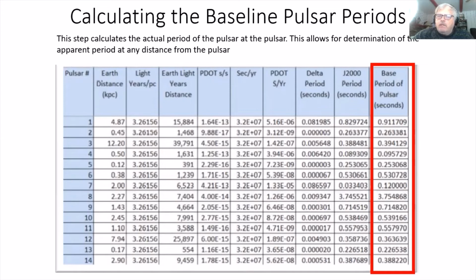So it was important because depending on where you are in the galaxy, you're going to see a different period for the same pulsar, because you're seeing it at a different time distance from the pulsar. So it was important to come up with the base period at the pulsar, so that you can adjust depending on where you're traveling in the galaxy. You can adjust for what you expect to see of that pulsar's period from your position. And so these are the base pulsar periods based on the distance of that pulsar from the sun.